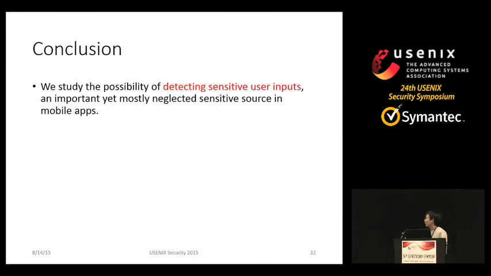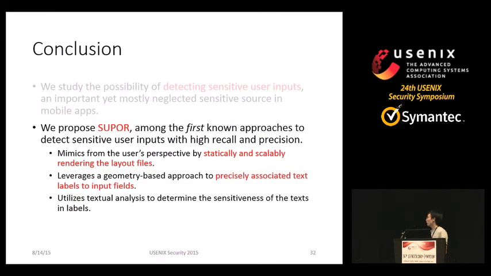Okay, let me conclude our work. We studied the possibility of detecting sensitive user inputs, which is important but mostly neglected sensitive sources in mobile apps. And we proposed SUPOR, which has high recall and precision rates.